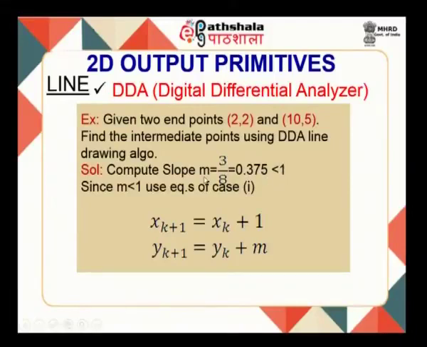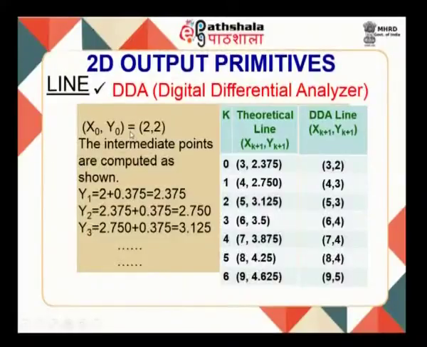So, the first observation is that m is less than 1, and this is also positive. So, this indicates that we have to sample the line along the x axis at unit intervals. So, x increment is 1 and y increment is m, as you could remember from the previous equations as case 1. So, m is less than 1 and m is also positive. These equations are to be used for computing the next points on the line.